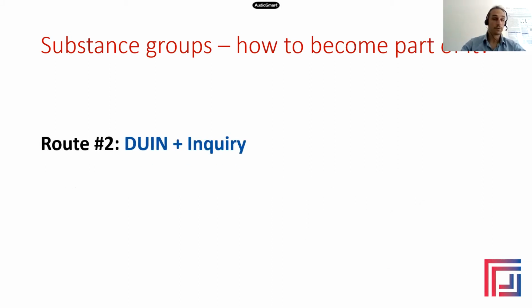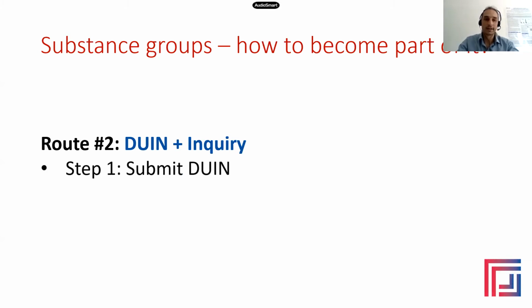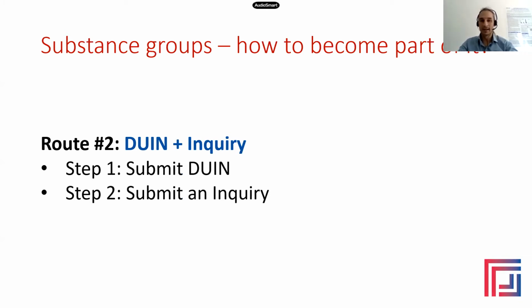Route number 2, through downstream user import notification and inquiry. That's an important part to highlight. There are 2 required steps. If you want to benefit from the downstream user import notifications and then join the substance group, you also need to do the inquiry. As simple as that. First, you submit the downstream user import notification. Second step, submit an inquiry. But only after that, you will become part of the substance group. So only after that, you will see the list of other potential co-registrants. You will get contacts, emails to be able to communicate with them.